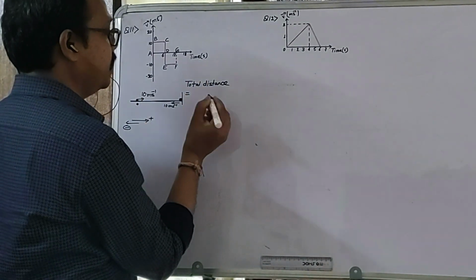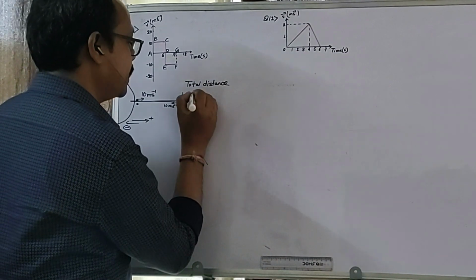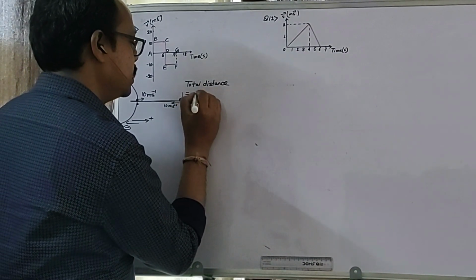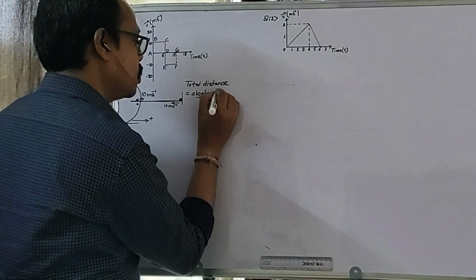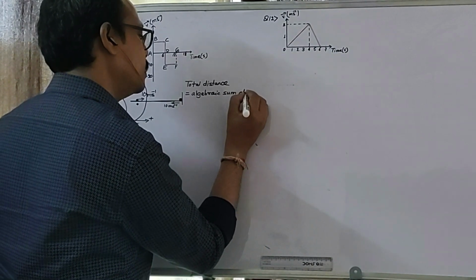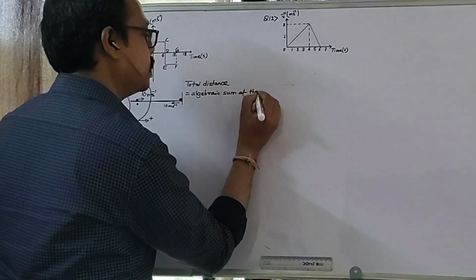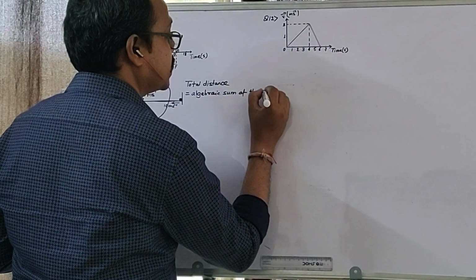That means we are calculating a scalar quantity. A net scalar quantity is the algebraic sum of the constituent scalar quantities, the algebraic sum of the constituent distances.